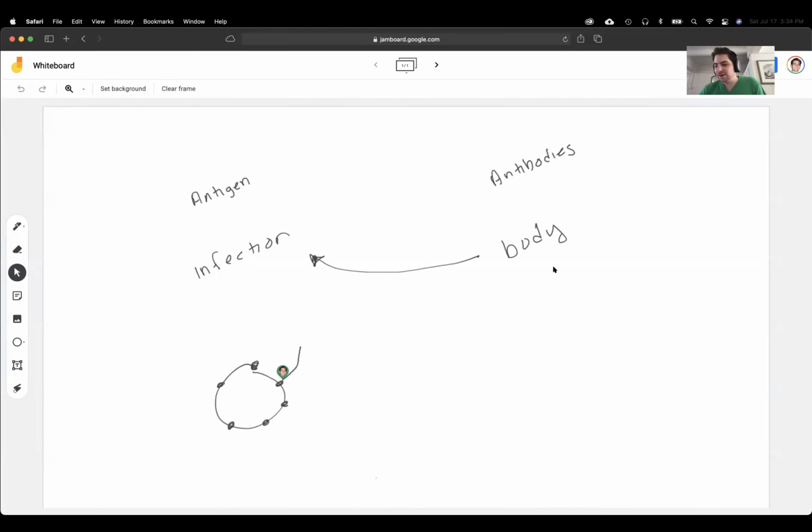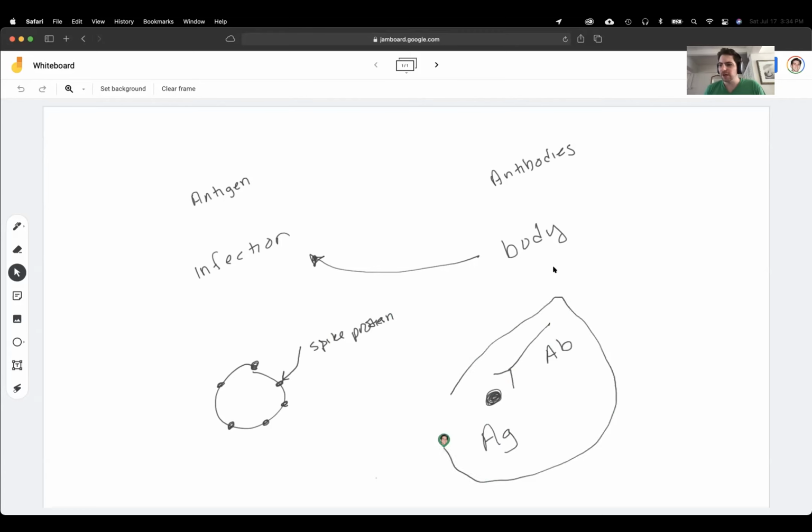So you would consider these little spike proteins an antigen, okay? The whole point is, if these antigens are floating around, the body needs to make memory antibodies. And by doing that, you can neutralize this complex. That's the whole goal, okay?